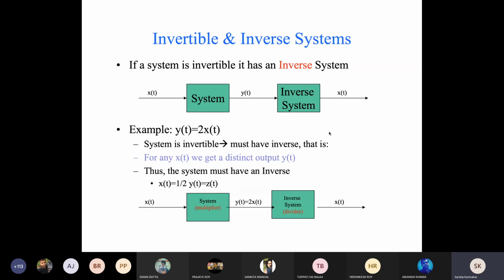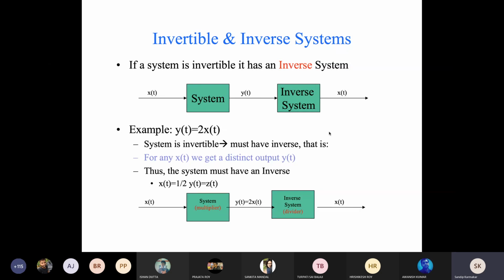For example, y(t) equal to 2x(t). The system is invertible, so it must have an inverse. That is, for any x(t), we must get a distinct output y(t). Thus, the system must have an inverse x(t) equal to 1/2 y(t) equal to z(t). Is it clear?